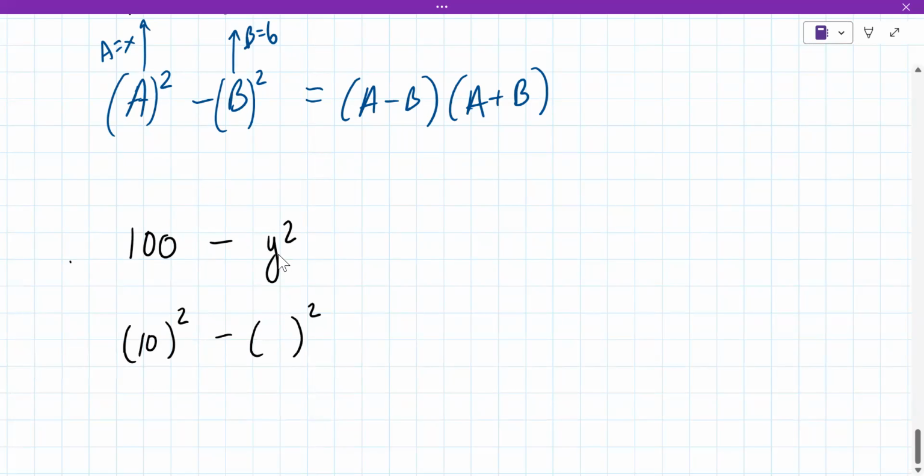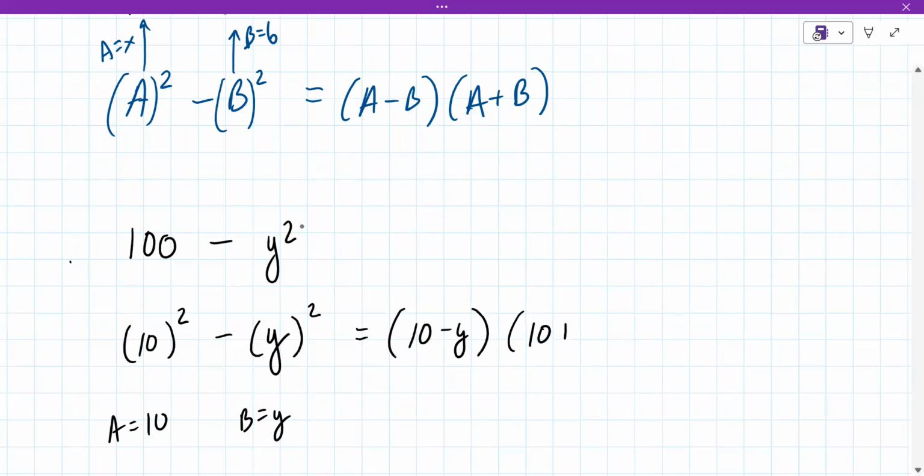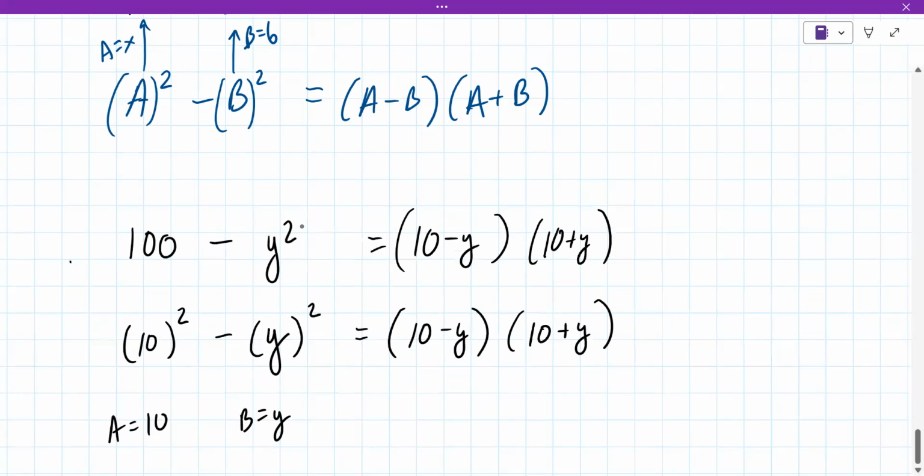That's also okay. What's the square root of y squared? Y. Okay. So your A is 10, your B is y. It's A minus B, 10 minus y, 10 plus y. So would that just be your answer then? That's your answer, yeah. So you have to figure out what it is that you're squaring each time.